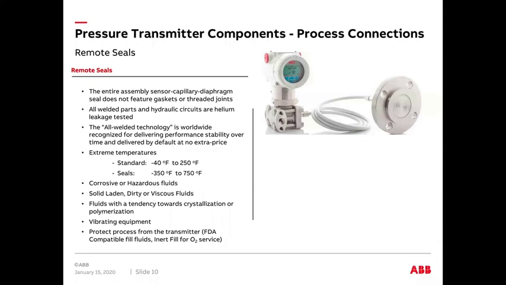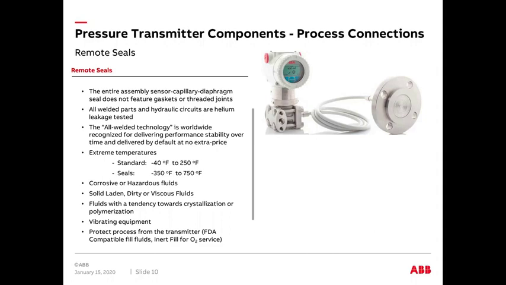With the remote seals, you can get into extreme temperatures. So standard, that I was talking about on the previous slide, maybe is minus 40 degrees to 250 degrees. But depending on the remote seal you choose, you can get down to minus 350 degrees, all the way up to 750 degrees F. So temperature extremes can be handled with the remote seals. There's many different types of remote seal coatings or remote seal metals that can be used if you're in a corrosive or hazardous fluid. If you're in solid-laden or dirty or viscous fluids, there's also different types of materials that can be used.